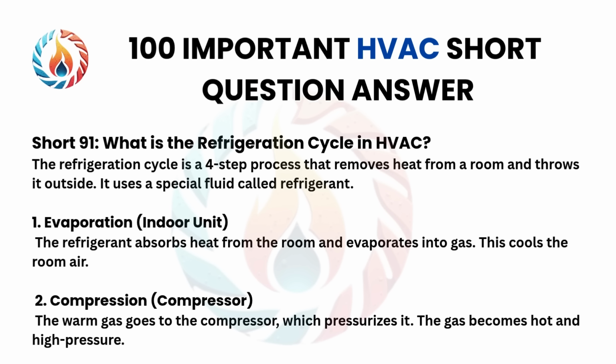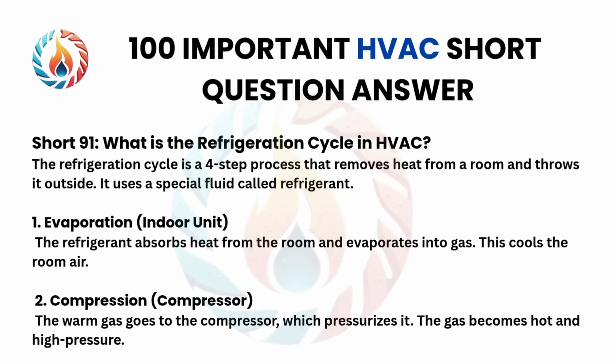Short 91. What is the refrigeration cycle in HVAC? The refrigeration cycle is a 4-step process that removes heat from a room and throws it outside. It uses a special fluid called refrigerant. 1. Evaporation, indoor unit. The refrigerant absorbs heat from the room and evaporates into gas. This cools the room air.